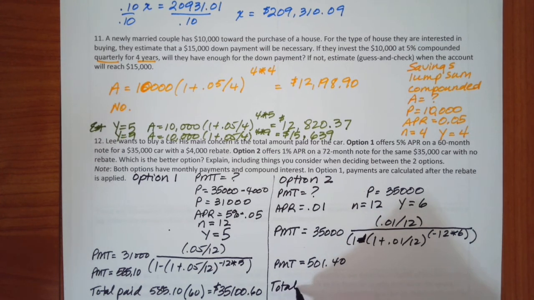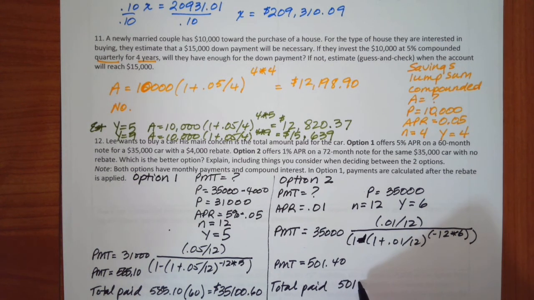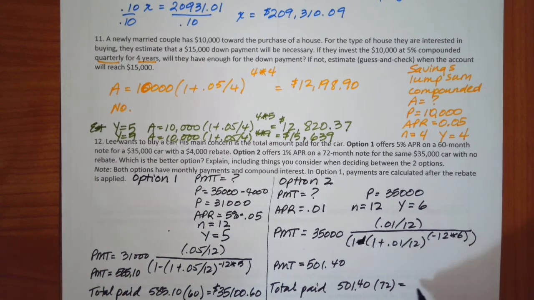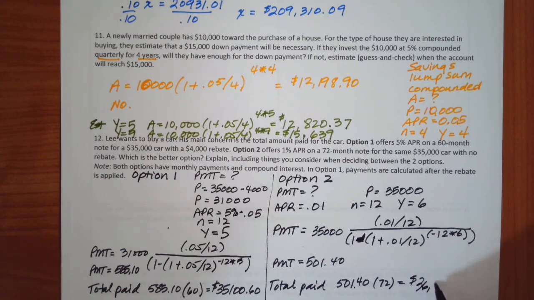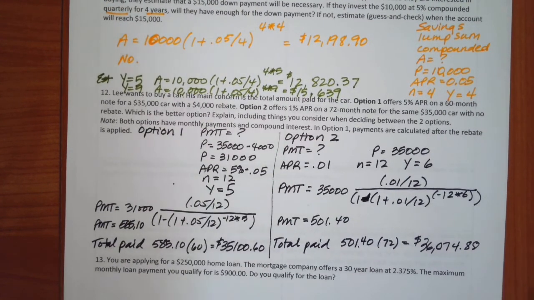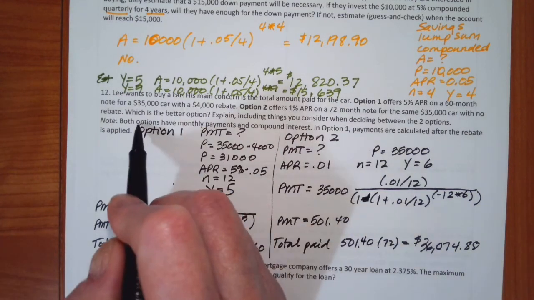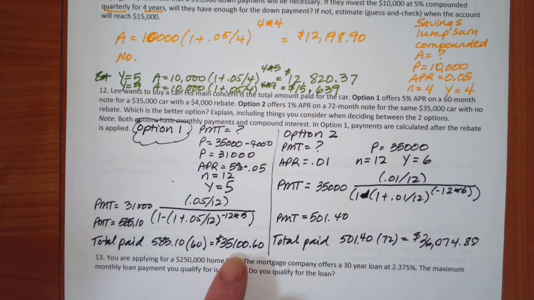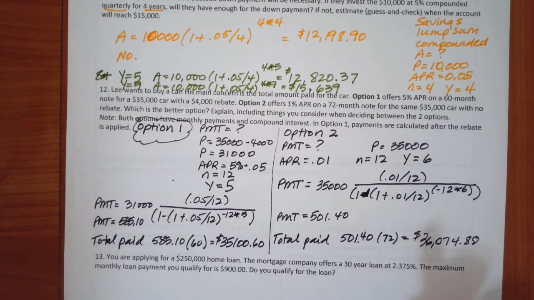But the total paid is $501.40 times 72, which becomes $36,074.88. So option 1 is where he would want to go, because the total of the payments, here he's paying $35,000, here he's paying $36,000.